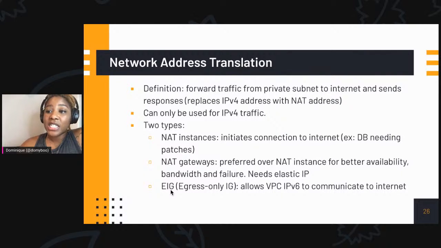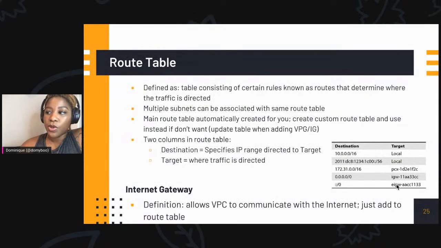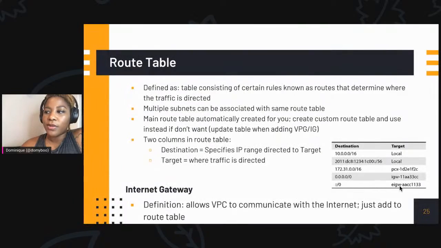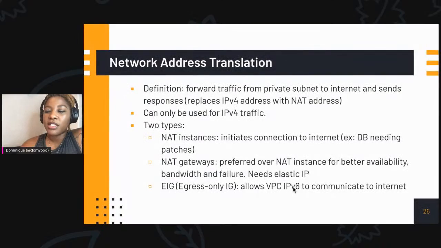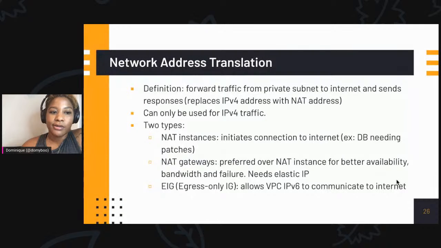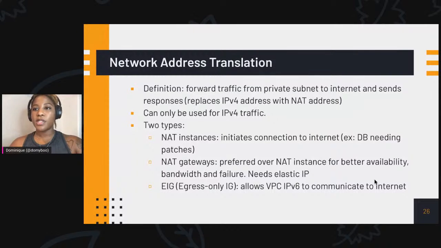And then you have EIGW, which is the egress-only internet gateway, which allows IPv6 to communicate to the internet, which is what we saw here, EIGW. I don't know why they put a W there and not here. I'm pretty sure IGW stands for internet gateway, but what I noticed in the book is that they would put IGW here on the routes, but not when they were referencing it, which is weird.